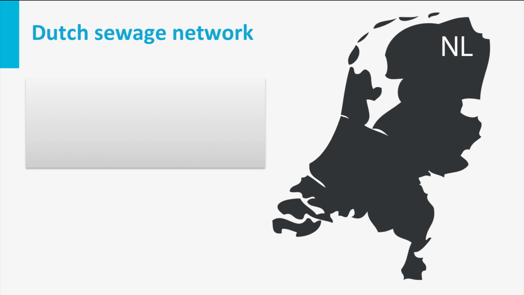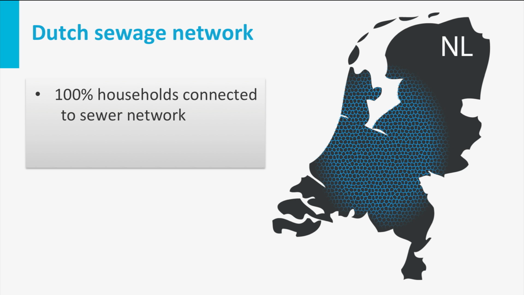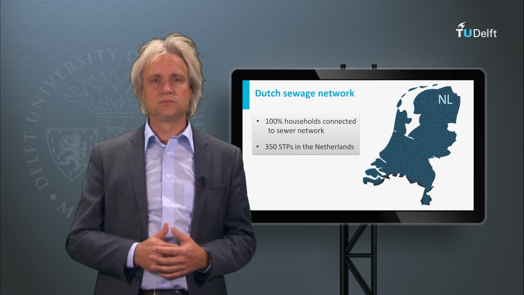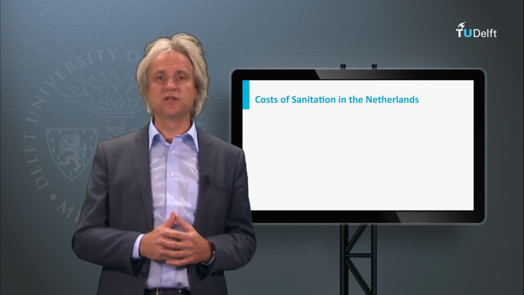In order to minimize environmental pollution in the Netherlands, an extensive sewer network has been constructed, connecting about 100% of the households to the sewer network, and subsequently to one of the 350 STPs in our country. Now, what are the costs of the sanitation investment in the Netherlands?